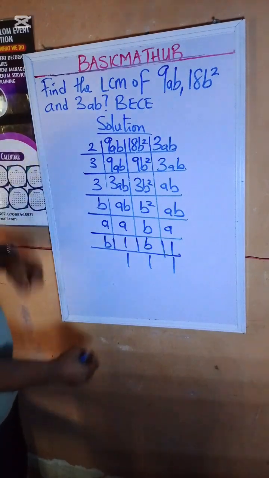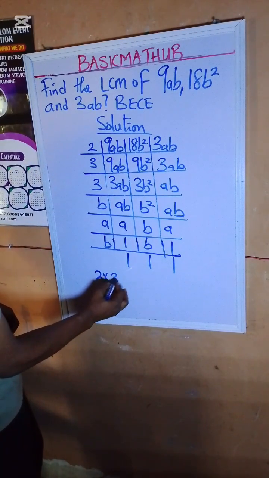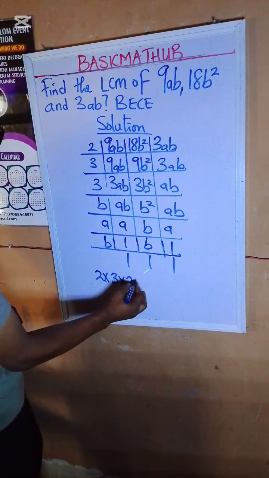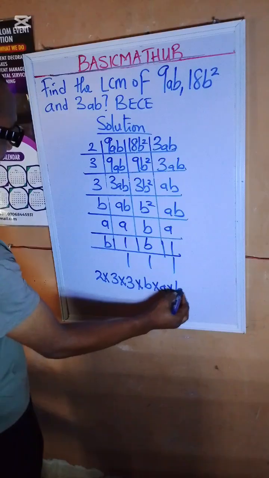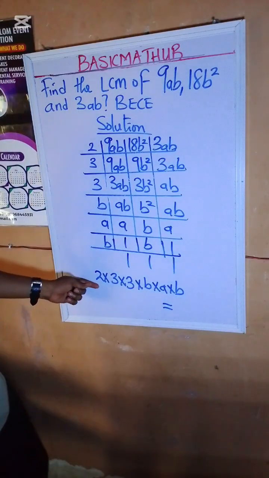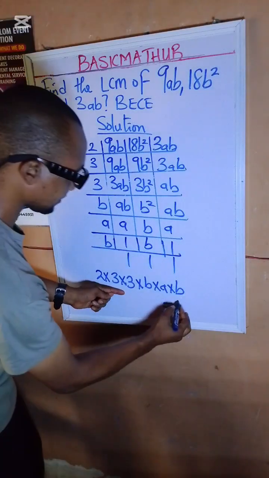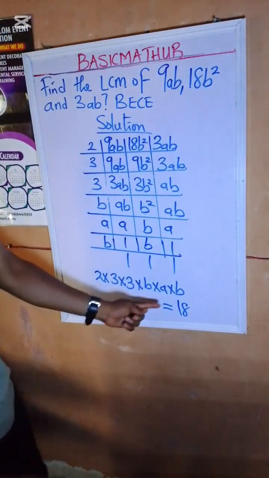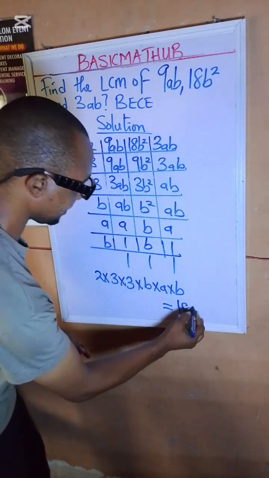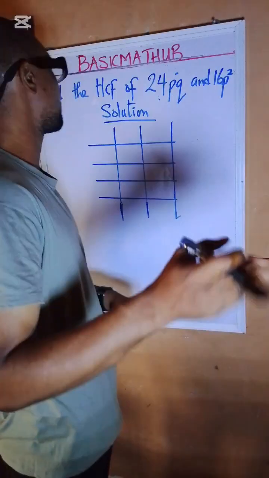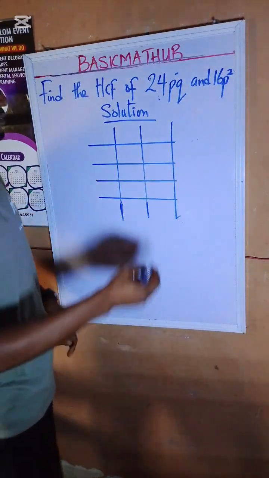So our LCM is going to be 2 times 3 times 3 times B times A times B. Let's multiply through. 2 times 3, 6. 6 times 3, 18. How many A do we have here? One A. And how many B? B times B, that's B squared.